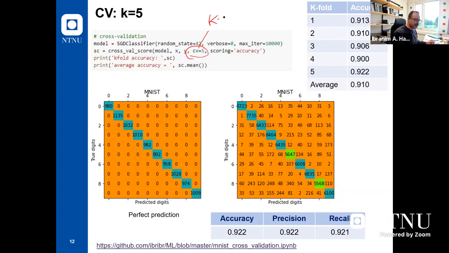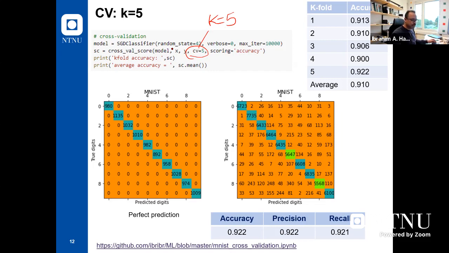So k equal 5. In this case, we divide the whole data set into k folds, and we use k minus 1 for training and one fold for testing, fold number k, for example, and we repeat this k times. So we should expect that we will run this model 5 times, and each time we initialize the weights. Each time we start from a brand new model with new random weights.